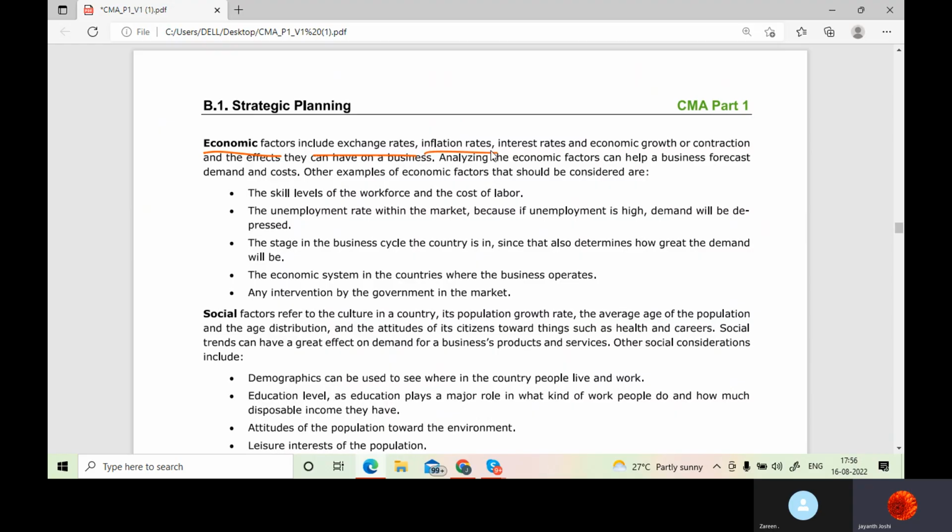Good, you raised a good question. Interest rates and economic growth or contraction, and the effects they have on a business. So I speak about GDP, GNP. If a country's GDP is good, if there is a good amount of growth in a country, if the skill levels of the workforce are good, and the cost of labor is somewhat cheaper, then a good skilled workforce would make fewer blunders, and the cost of labor is less, that would add up to a higher profit, or that can create good margins for you.